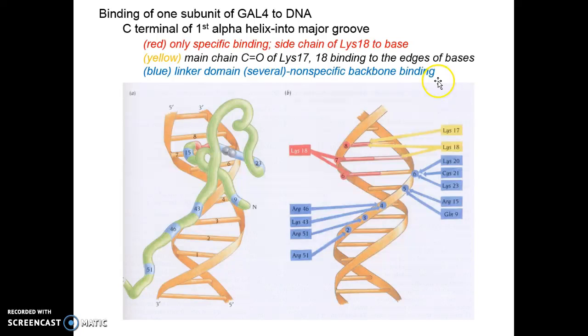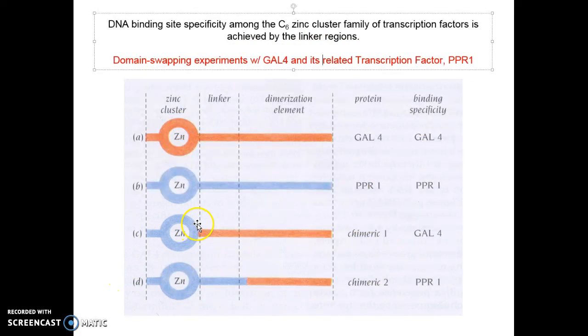There are several non-specific interactions between DNA phosphate, sugar backbone, and the linker regions in DNA. You can see the blue region and also corresponding binding regions in DNA. In previous slide, you saw massive interactions conferred by linker regions. So zinc cluster or linker, or possibly dimerization element, which region is responsible for specific binding to its target DNA?